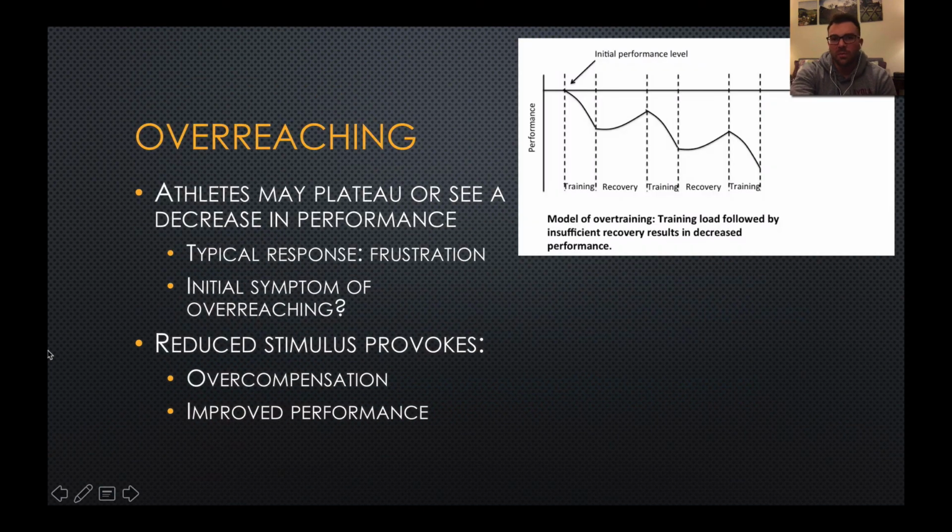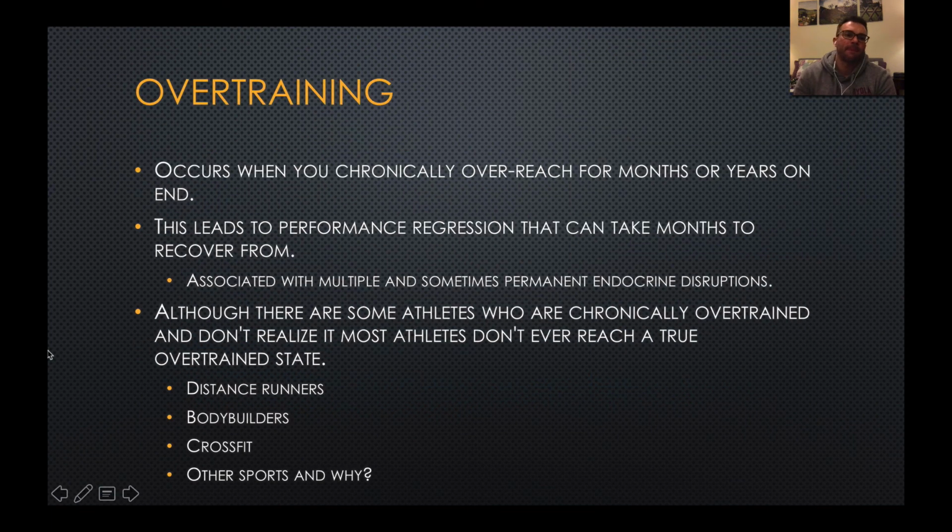This image probably should be on the next page. This is more of a model of overtraining, where we're not giving ourselves time to recover. So overtraining occurs when you chronically overreach for months and years on end. So really just pushing yourself and never really letting your body recover. This is usually when we're going to see some serious changes in the body, maybe endocrine disruptions, hormonal changes.